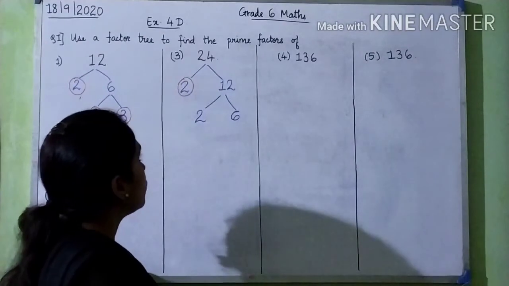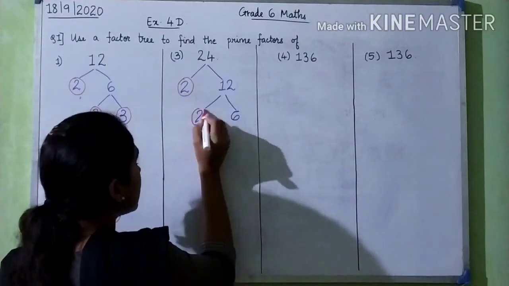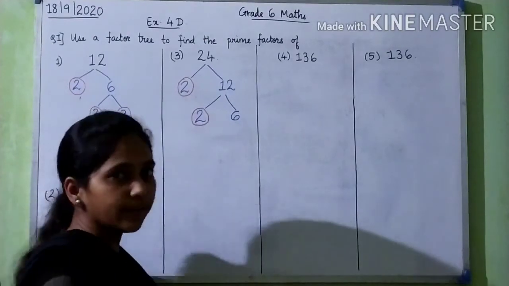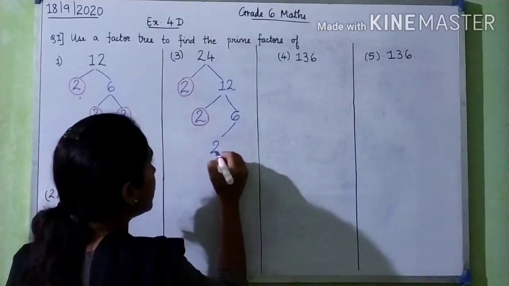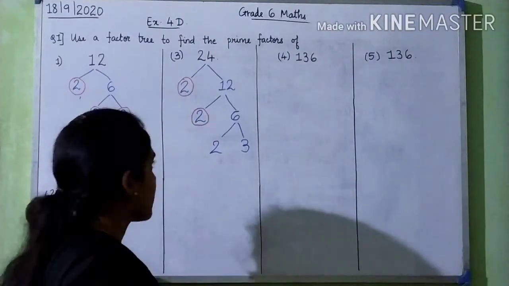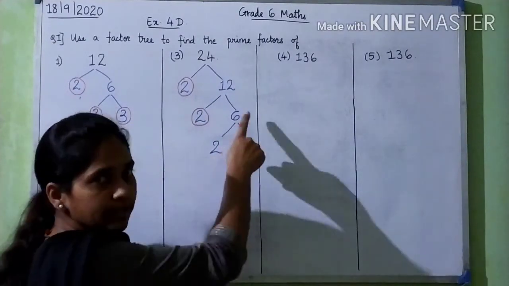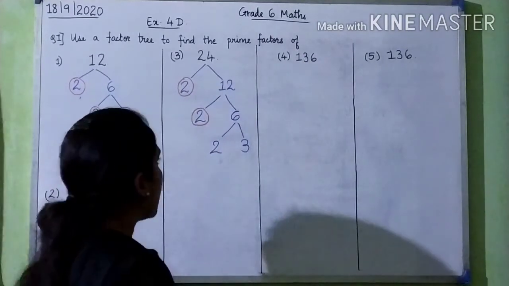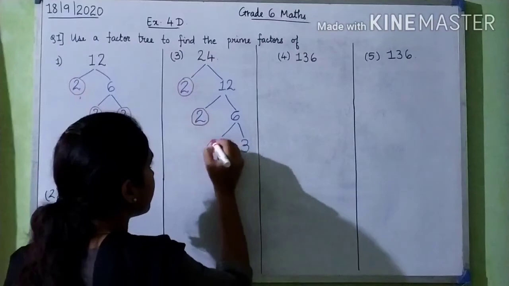So out of these two, 2 is a prime number. So I circle 2. Now 6. Now 6 again can be divided by 2. So I write 2 into how much is 6? 3. So 2 into 3 is 6. Now I have got two factors for 6, 2 and 3, both are prime numbers, right? So I circle both of them.